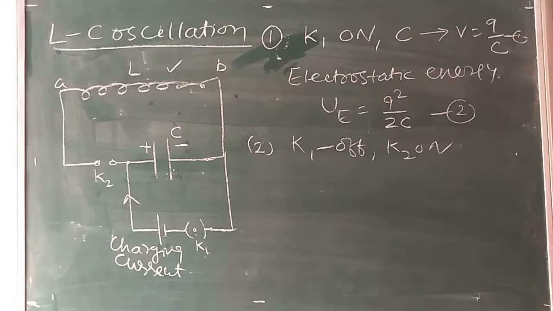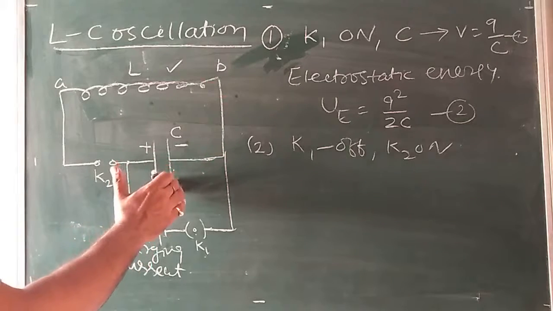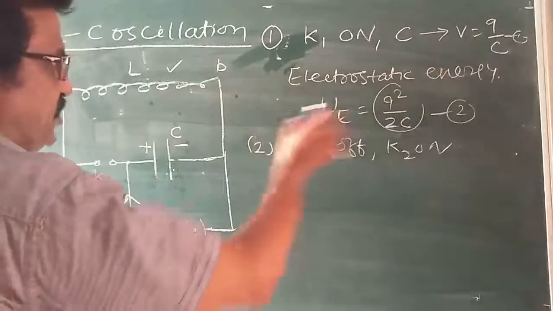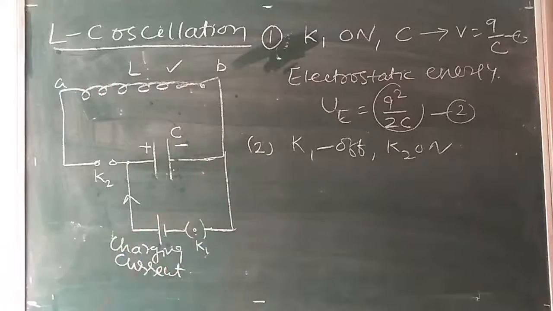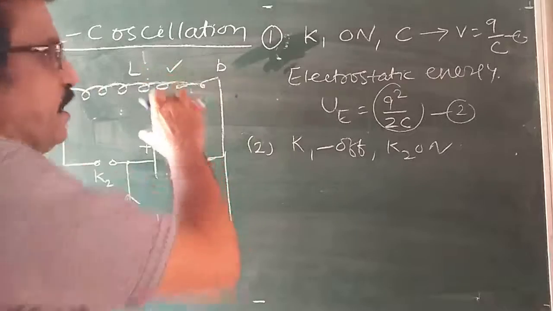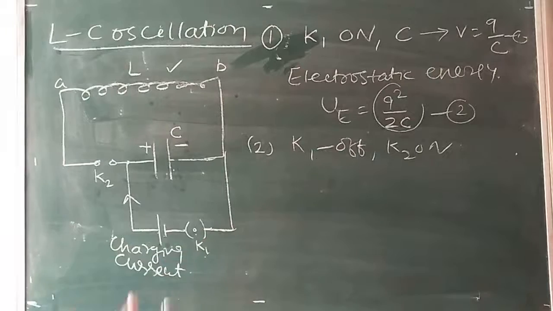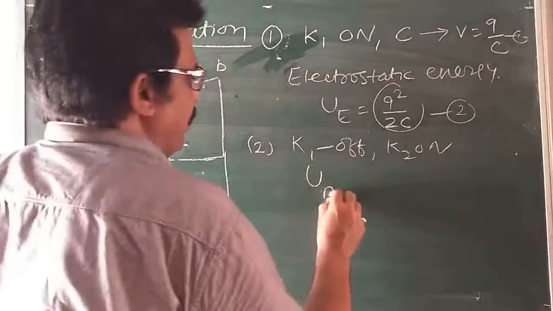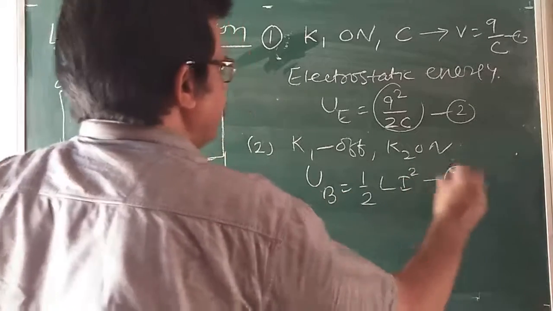So that will oppose, and hence delays it. When the capacitor is completely discharged, its total energy, the energy stored in the capacitor, appears as magnetic field energy. It is transferred to the magnetic field energy around L, which would be represented by 1 by 2 L I square. This is our equation number 3.